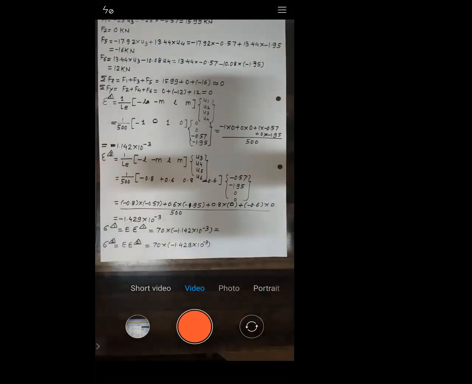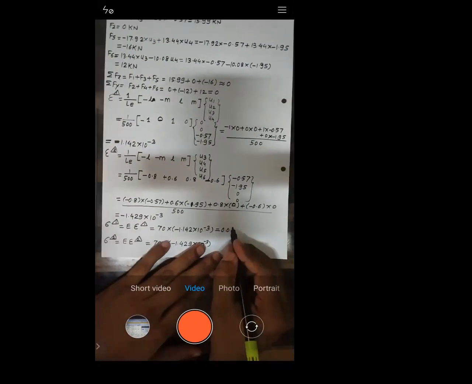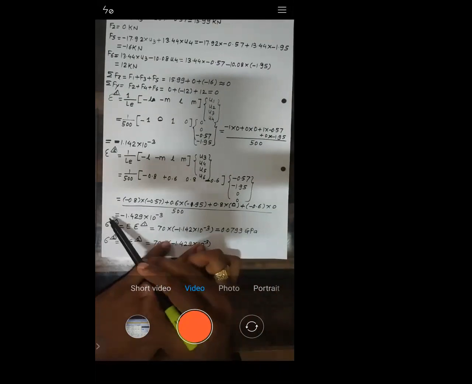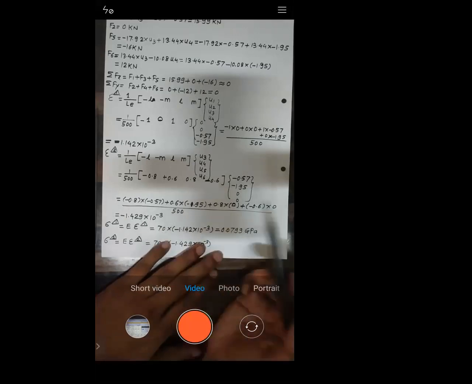Okay, so tell me how much answer you get. 0.07994. Is it okay? And the unit will be gigapascal. Because whatever the unit of E you have, that unit of E will be the unit of stress, because this strain doesn't have any unit.